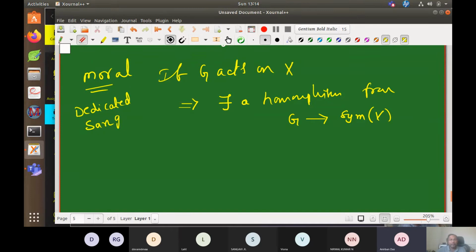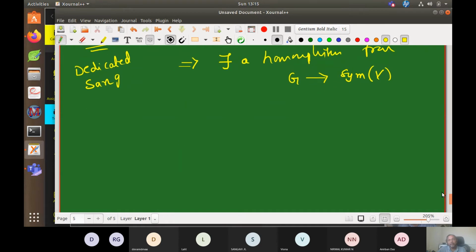So what is the question you have to keep alive with you? You are saying that if G is acting on a set X, and both G and X are finite, then the order of the symmetric group of X divides the order of the group. That is the statement you made. Keep it with you, keep checking yourself, and we'll see the examples.